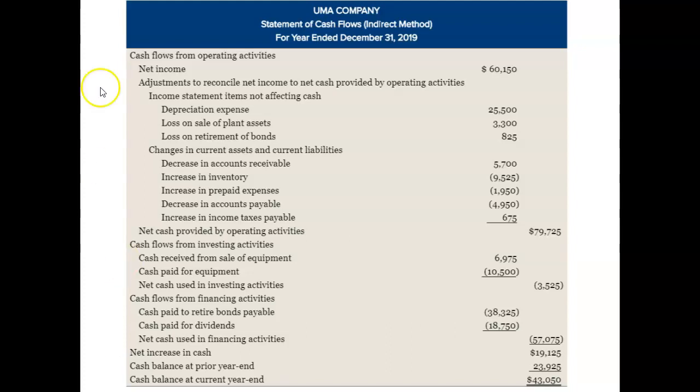We need a 3-line heading, which is almost identical to the one for the income statement. Instead of income statement, it says statement of cash flows. We start out always with cash flows from operating activities. Then we say net income. Then we say adjustments to reconcile net income to net cash provided by operating activities. Then we say income statement items not affecting cash.